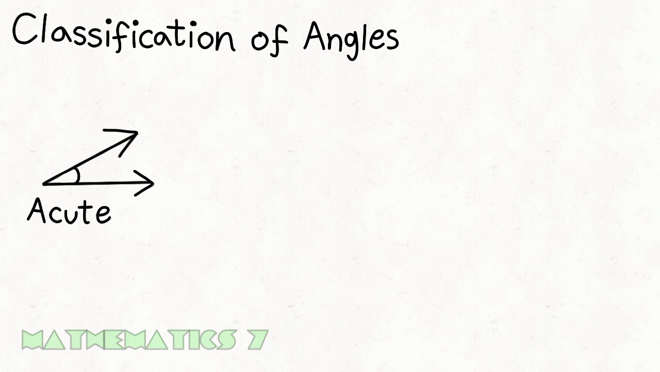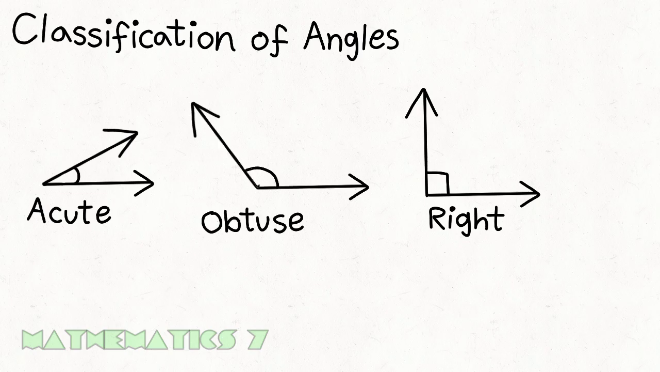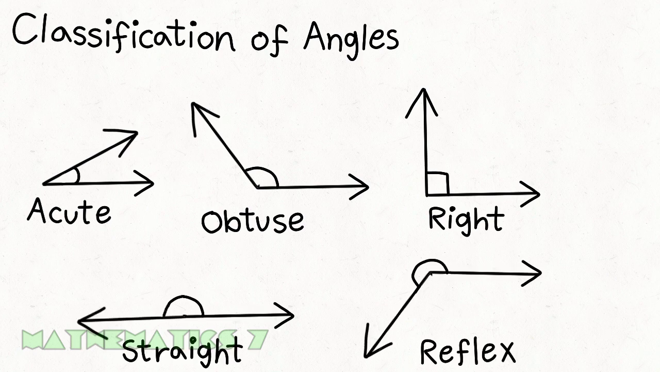Acute angles, angles greater than 0 degrees but less than 90 degrees. Right angle measures exactly 90 degrees. Obtuse angles, angles greater than 90 degrees but less than 180 degrees. Straight angle measures exactly 180 degrees. Reflex angles, angles greater than 180 degrees but less than 360 degrees.